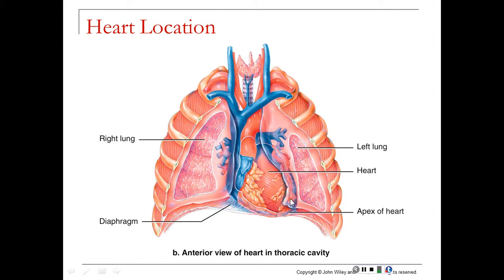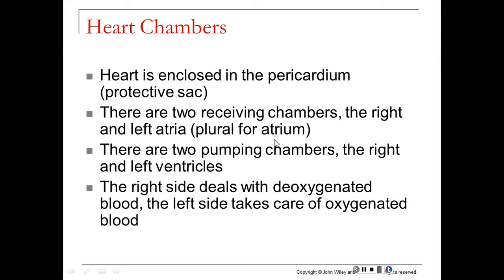The point, or the apex, is towards the bottom, resting on top of the diaphragm, and then the base is up here, holding the superior chambers of our heart. Let's talk about those chambers. The heart itself is enclosed in a sac called the pericardium. There are actually two receiving chambers to our heart, the right and the left. The plural for atria is atrium. So there are two atrium.